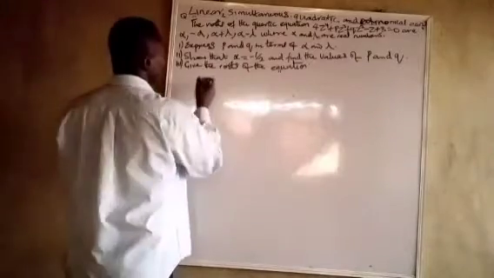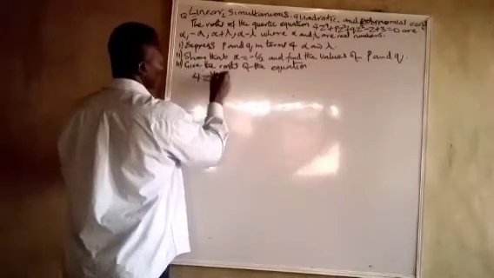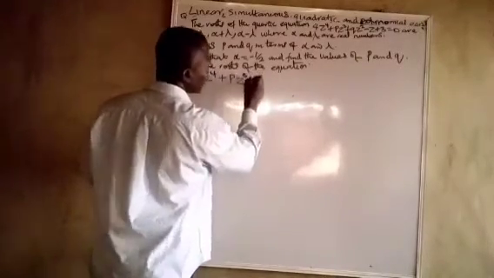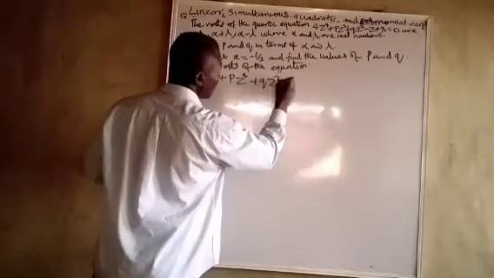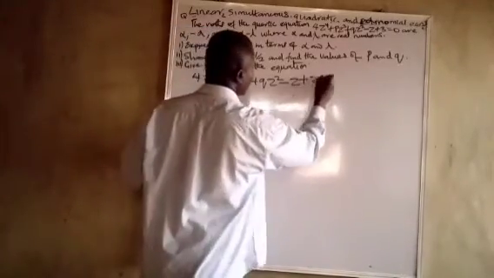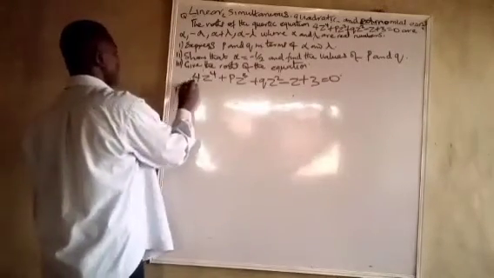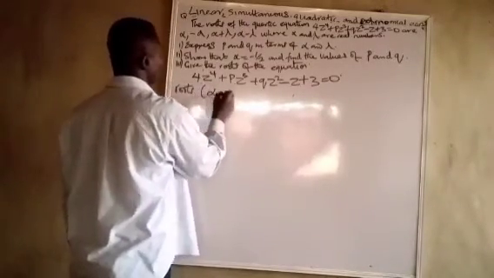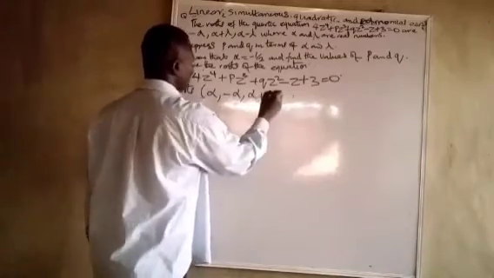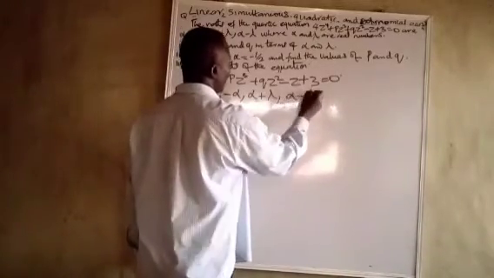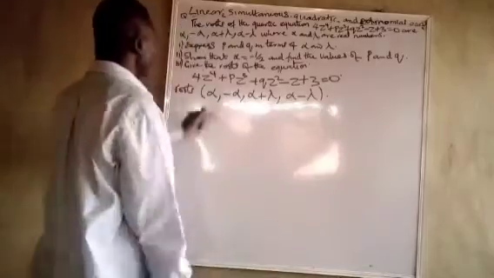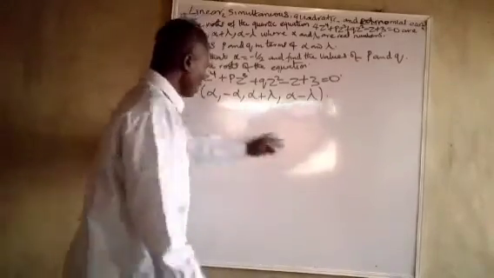Now, the equation we have is 4z raised to the power 4 plus pz cubed plus qz squared minus z plus 3 equals 0. And the roots are alpha, minus alpha, alpha plus lambda, alpha minus lambda. So we are now asked to find p and q in terms of alpha and lambda. Now let's see what we can do.